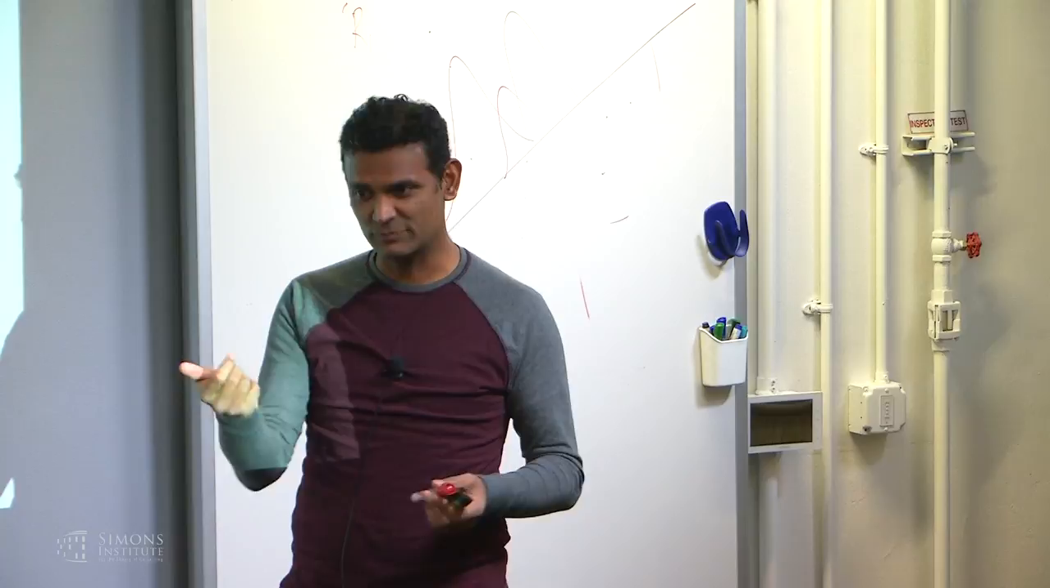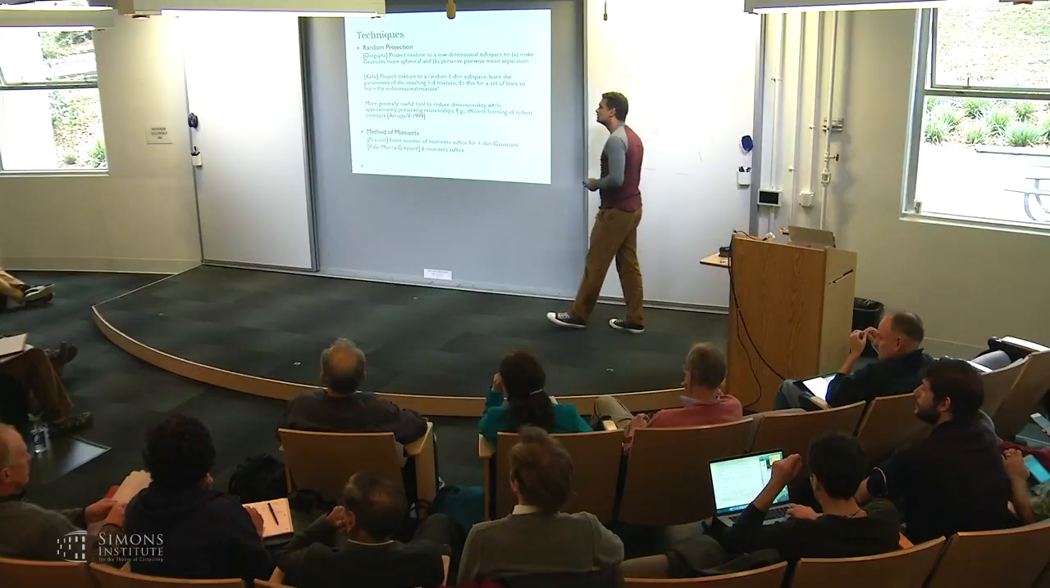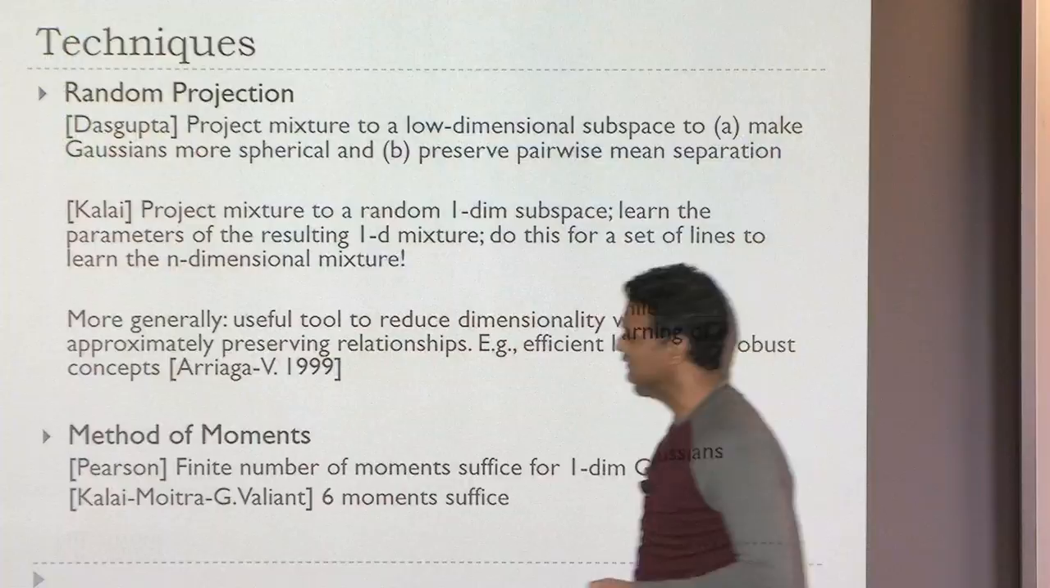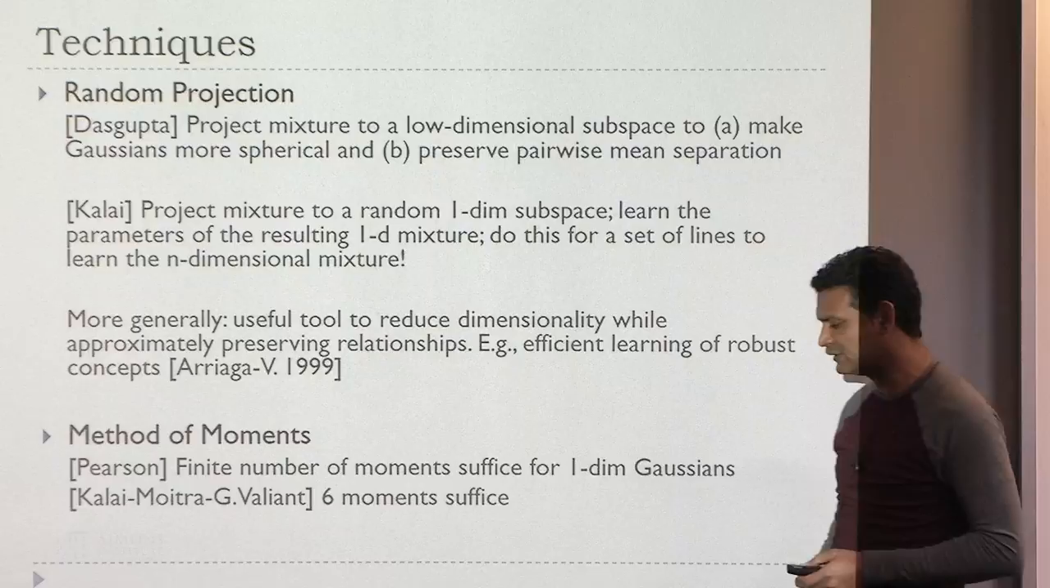Do you assume that you know the weights? No, you don't. How can you have 6 moments? Shouldn't it depend on the number of components? Yes, 6 is for 2 Gaussians. So it grows with the number of components, yes. I think the precise answer is still unknown. 6 we can show, you can't do better than that.